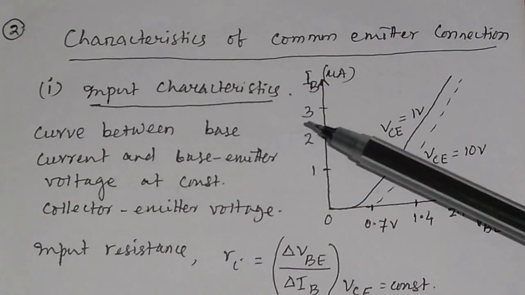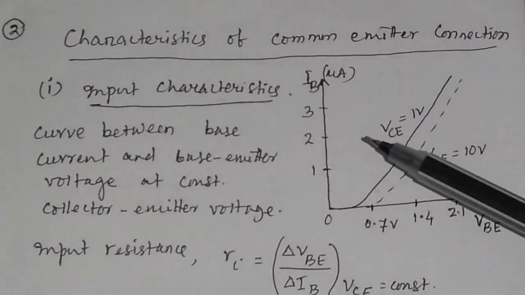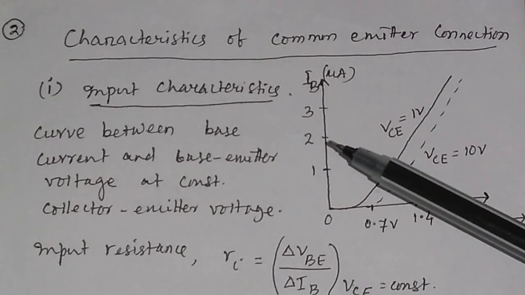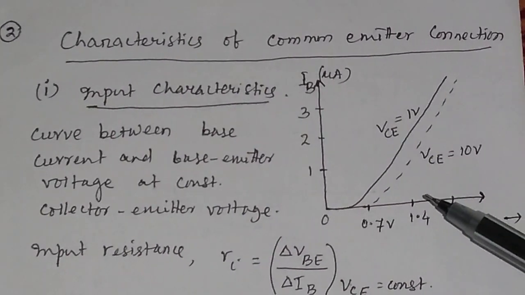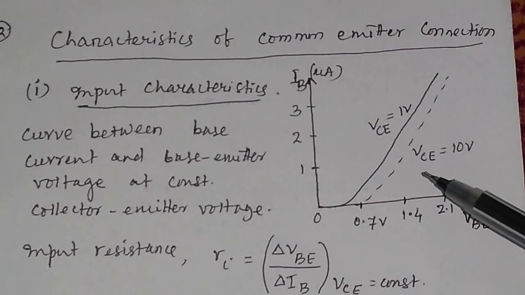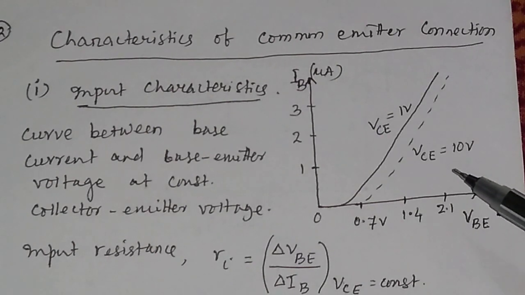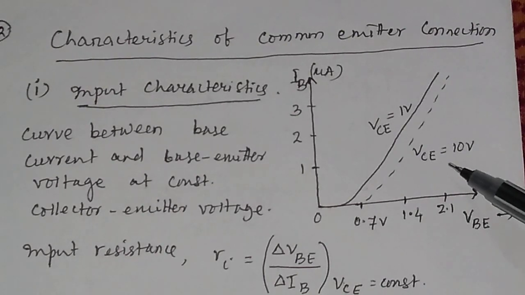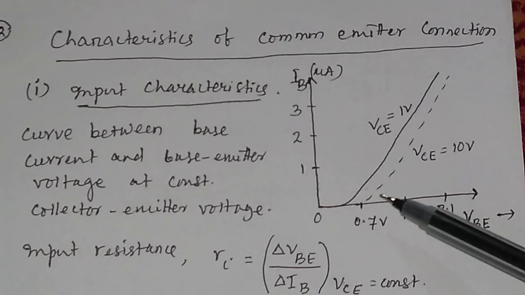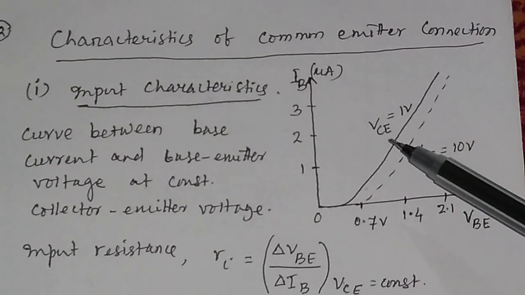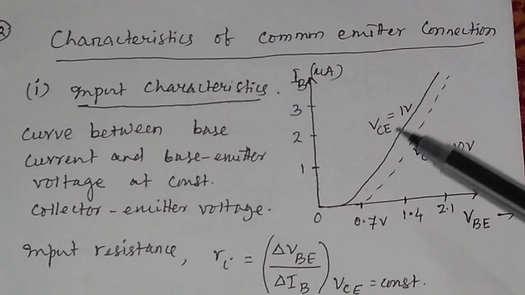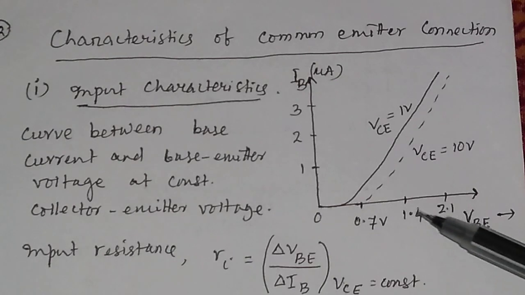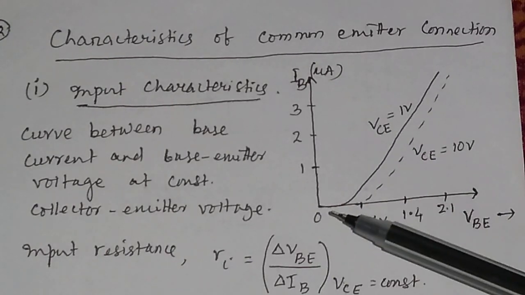As I have told you, the input characteristics is the curve between the input voltage and the input current, keeping the output voltage constant. So here you keep the collector emitter voltage constant, and this will be the nature of the graph when the collector emitter voltage is equal to 10 volt. And when the collector emitter voltage is equal to 1 volt, this will be the nature of the graph. Keeping the output voltage constant, if you vary the input voltage, the input current will also vary.